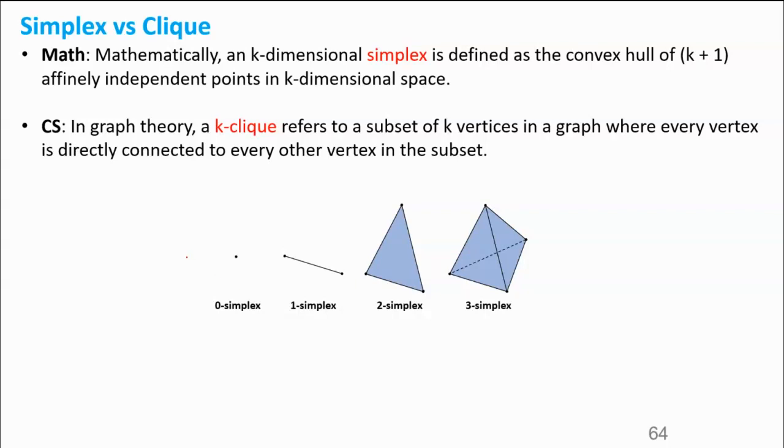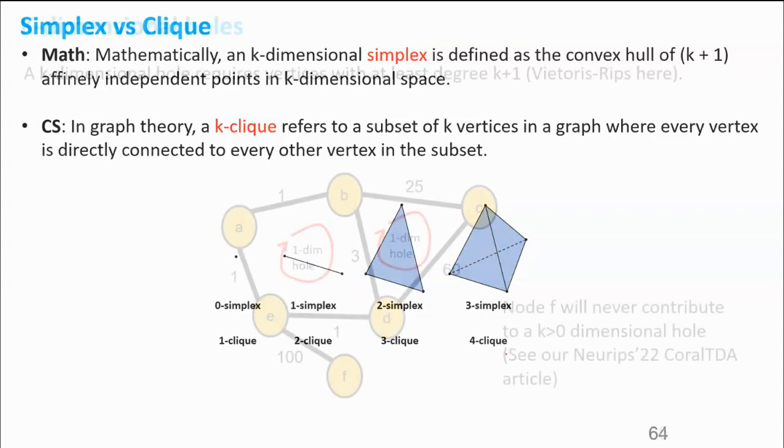I have shown you these images before. So a dot is a 0 simplex, an edge is a 1 simplex, a triangle is a 2 simplex, a tetrahedron is a 3 simplex. However, if you go to computer science, an edge is called a 2-clique, a triangle is called a 3-clique, a tetrahedron is called a 4-clique. So when you are reading TDA papers, beware of this.